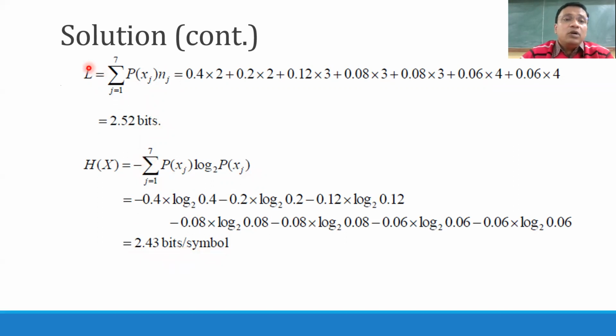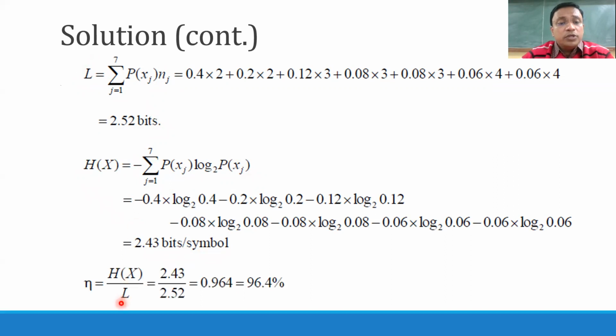Once we have found the average length per source symbol and the entropy, we can see the efficiency of the code. So efficiency is obviously 96.4%. It is not 100% efficient. However, the efficiency is very high. So this is one type of source code which is very often used.